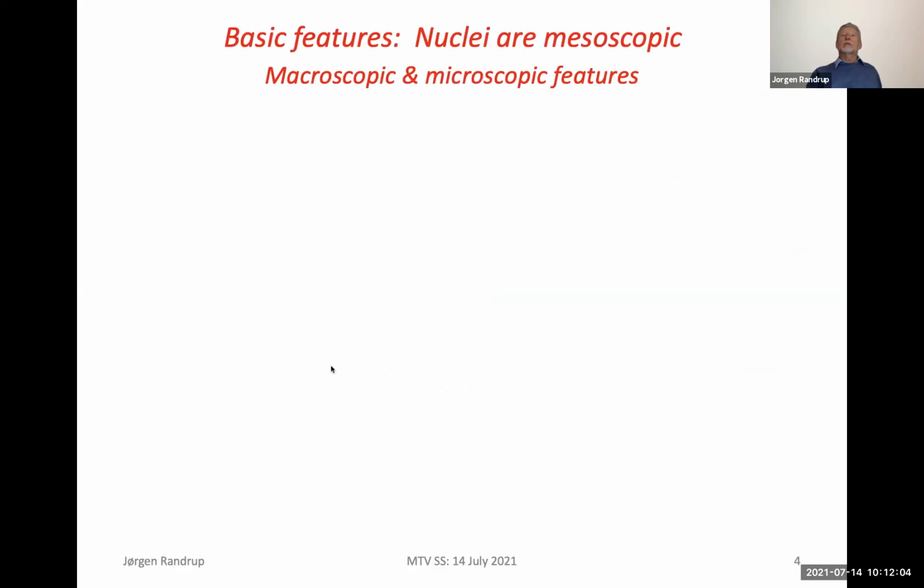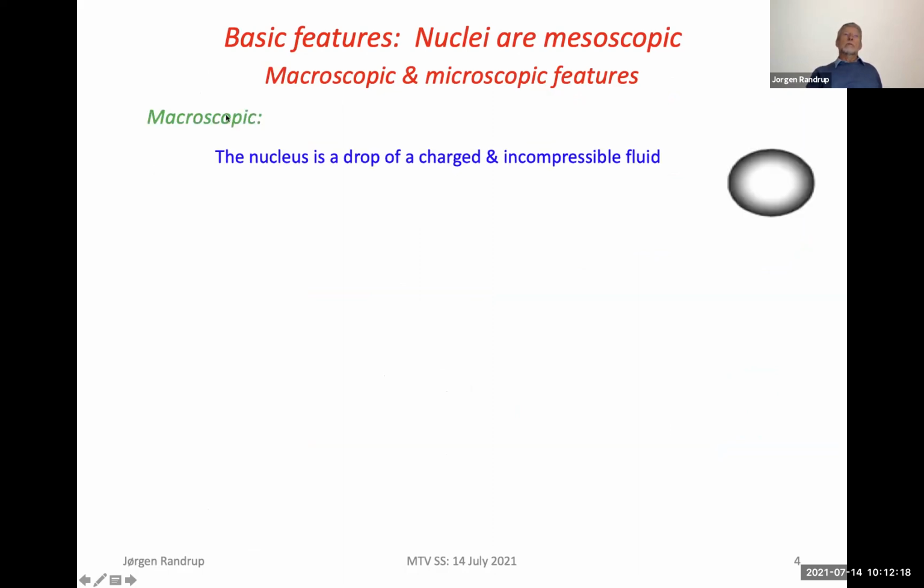Okay, next basic feature. Nuclei are mesoscopic. This means they are not too small and not too large. So therefore they have both macroscopic and microscopic features. This is also important in fission. So you can think of the nucleus as simply a drop of fluid. You have heard this before. The fluid is, as I mentioned, fairly incompressible. And contrary to normal water drops, it is electrically charged.